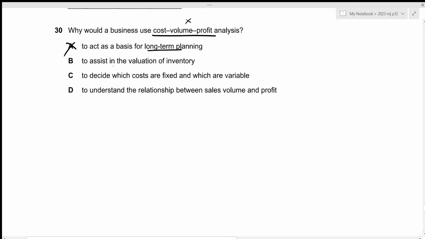The second one is to assist in the valuation of inventory. We cannot really value inventory using cost, volume, profit analysis because, as the name suggests, we're basically looking at different level of activities and its cost, volume, and the profit. So option B is incorrect as well. The third one is to decide which costs are fixed and which are variable. This will be provided by our marginal costing, not by cost, volume, profit analysis. So this is incorrect as well. And the fourth one is to understand the relationship between sales volume and profit. This is true because we can see the volume and profit right here.